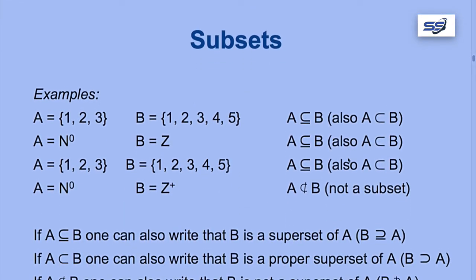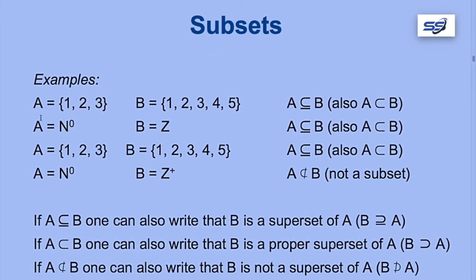Subset, here see example. A is equal to {1, 2, 3}, B is equal to {1, 2, 3, 4, 5}. Here A is a subset of B. Also A is a proper subset of B. A is equal to {0}, B is equal to {0}. A is a subset of B, but A is not a proper subset.